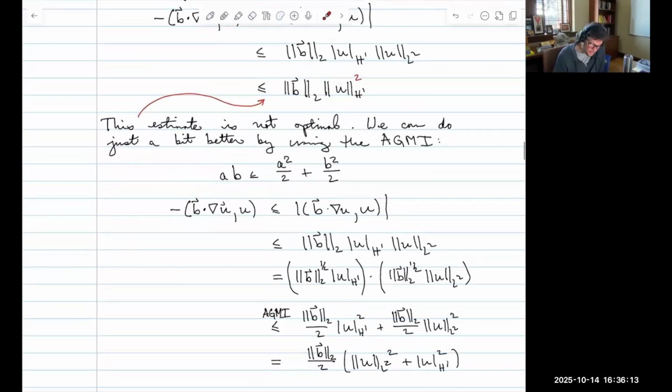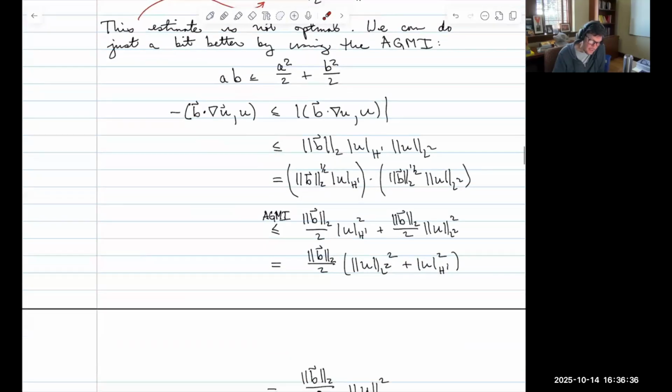So how am I going to use it? Well, at this stage here, I'm going to break this into the following product. I'm going to take half of the B norm with this term, and I'm going to take the other half with this, right? So I hope you agree that I haven't changed anything and I can use equality here. I'm going to treat this as A and this is B, and now in this inequality, I have A times B is less than A squared over 2 plus B squared over 2.